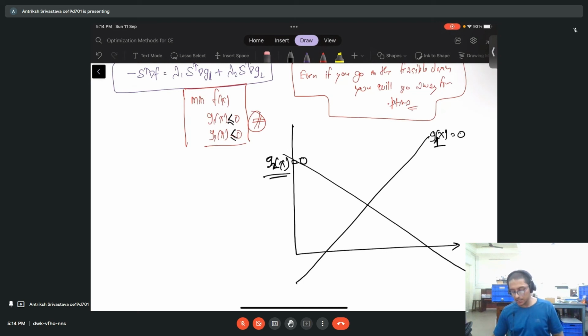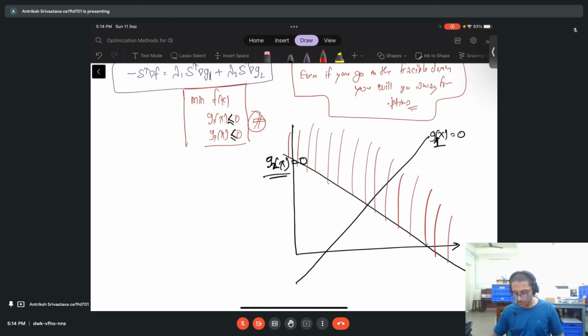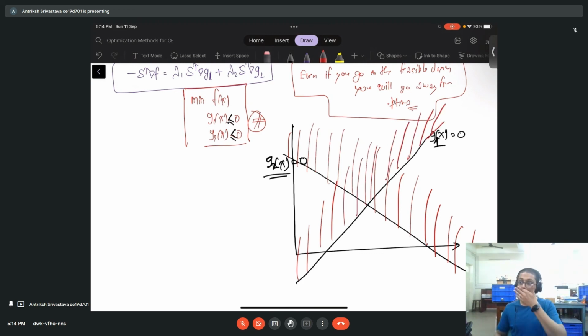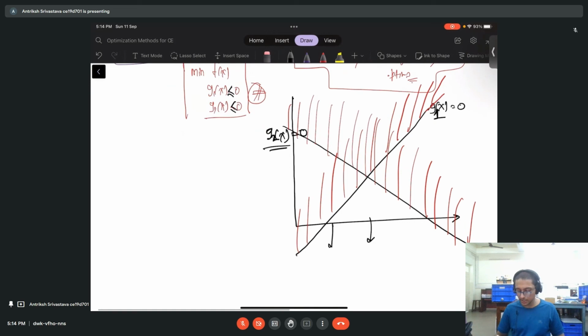The region that we don't want is this, so let me cross it with the red one. g2(x) greater than 0 is this particular area, and g1(x) greater than 0 is this particular area. Is this correct, Mr. Pankaj? Yes, sir. So what will be my feasible direction? It will be somewhere along this side, right?